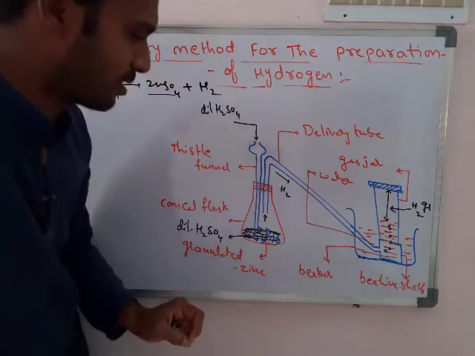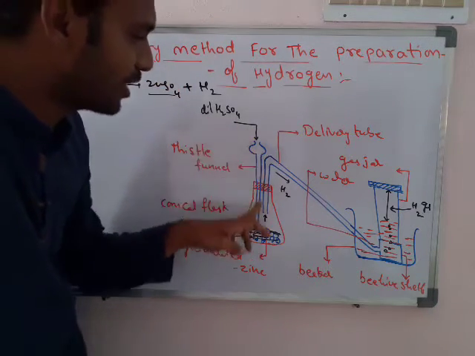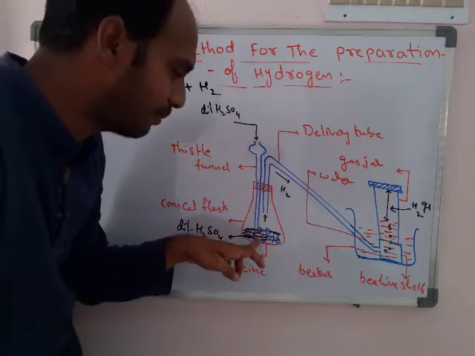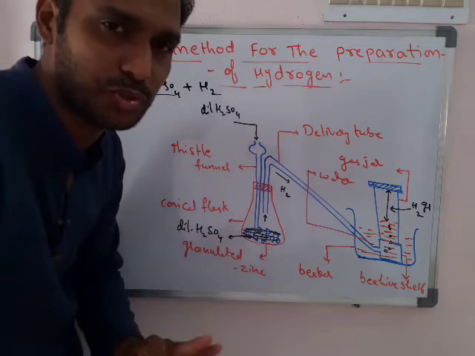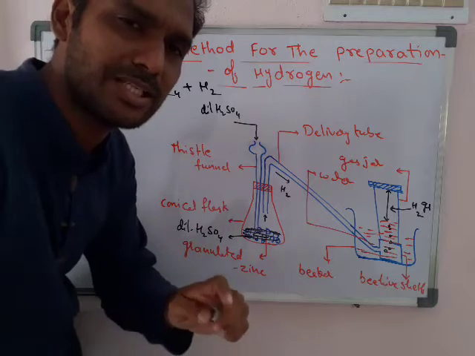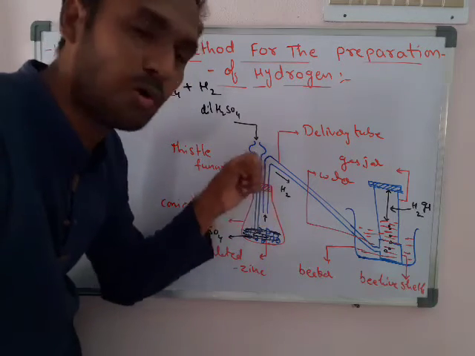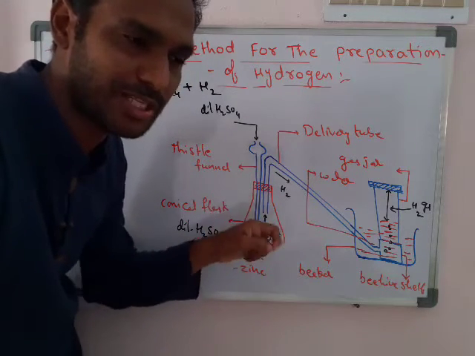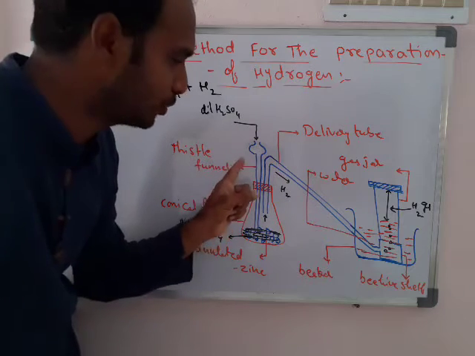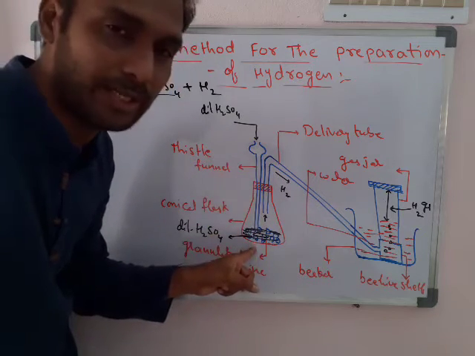Okay, next one more important, the thistle funnel must be dip into the H2SO4 solution just to avoid the releasing of H2 gas to outside. ఫామ్ అయిన H2 గ్యాస్ బయటికి రాకుండా thistle funnel దీంట్లో డిప్ చేయాలి.